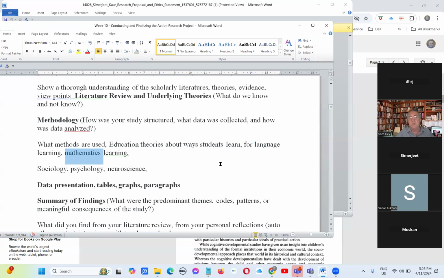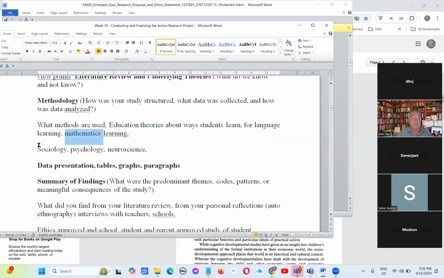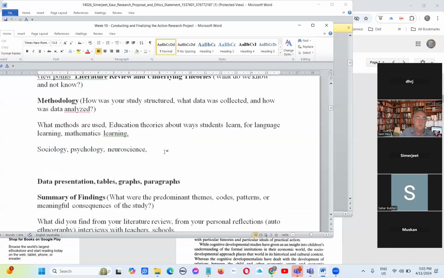And we can look beyond educational theories to other theories like sociology and psychology and neuroscience. And then as Christians or from other religious backgrounds, we then might have a little paragraph or so on our own personal experience of our religion and how this helps people.